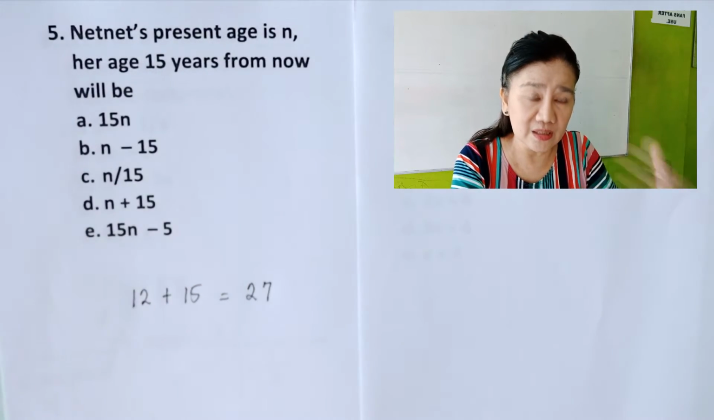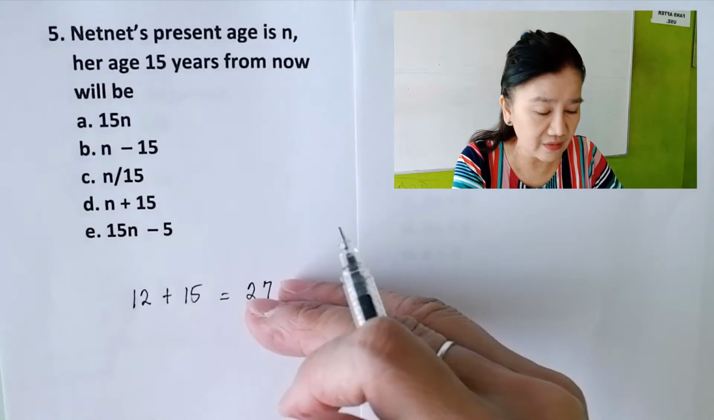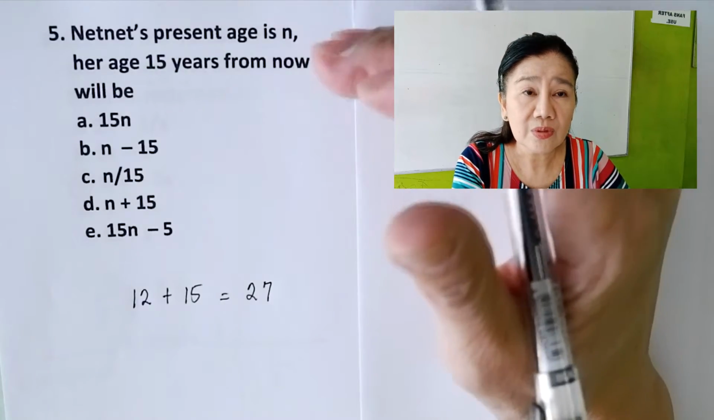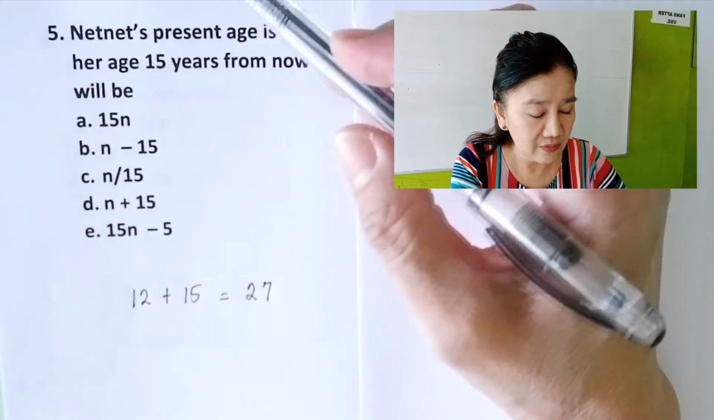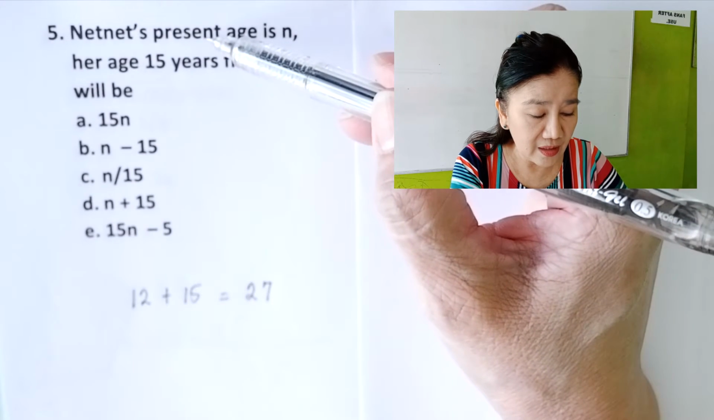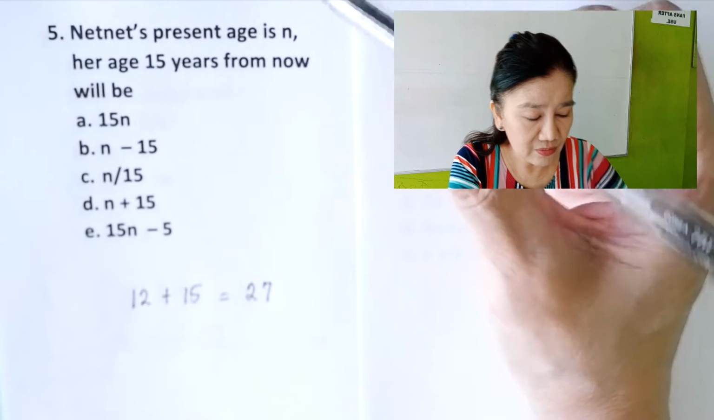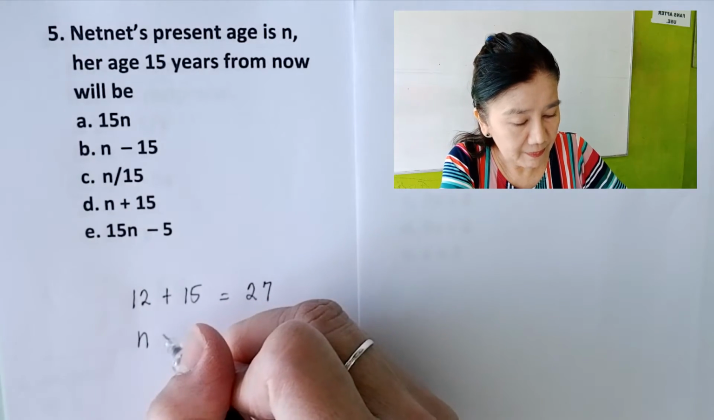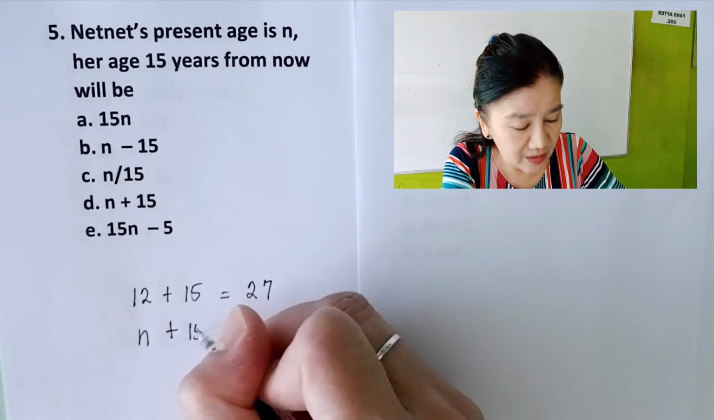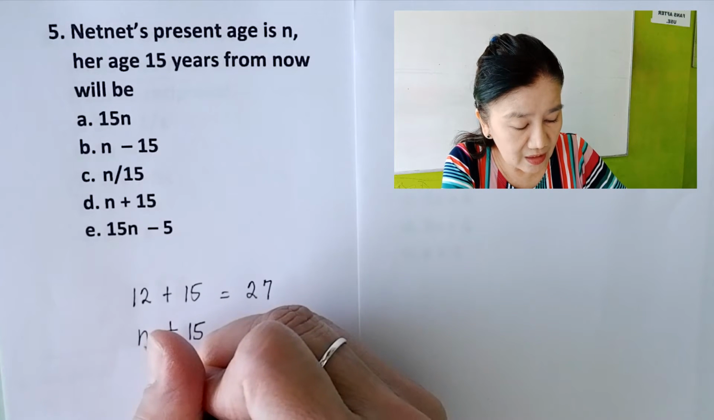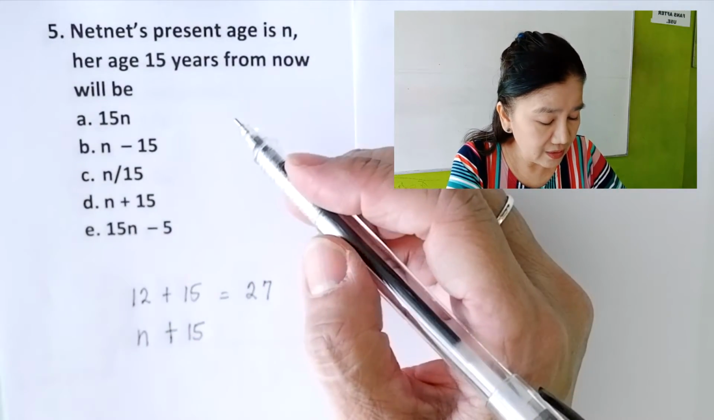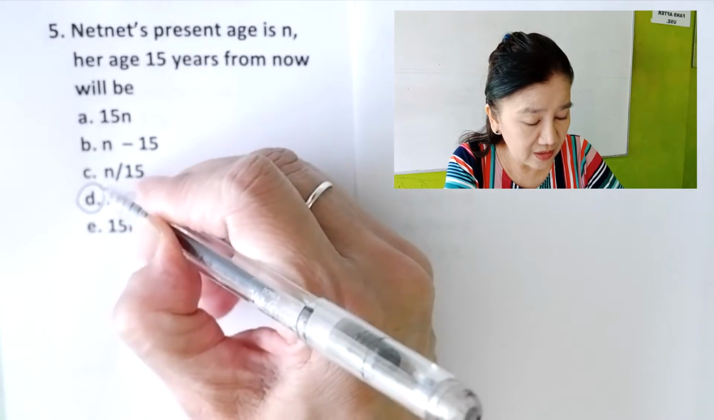So in other words, this is the real thing. When you translate it into an algebraic expression, we have N to be the age of Net now. Her age 15 years from now will be, you simply add 15 to the age N of Net now. So therefore, the answer should be letter D.